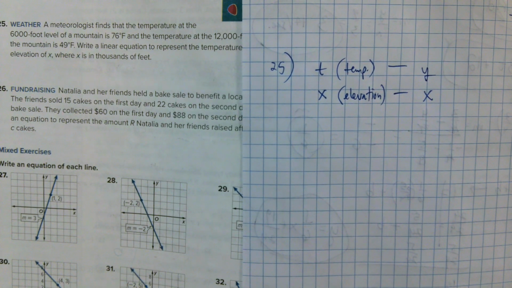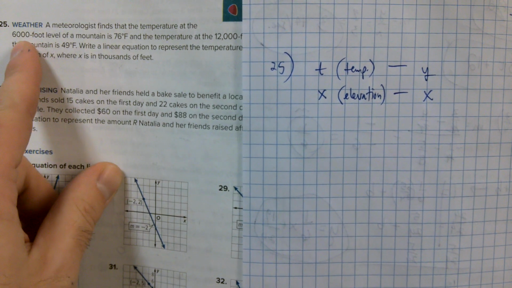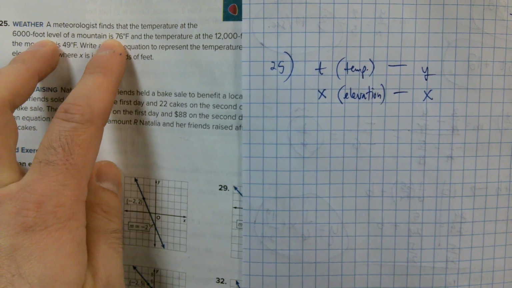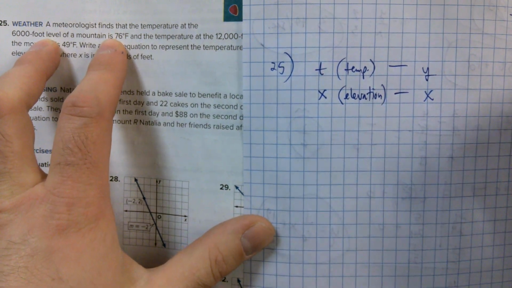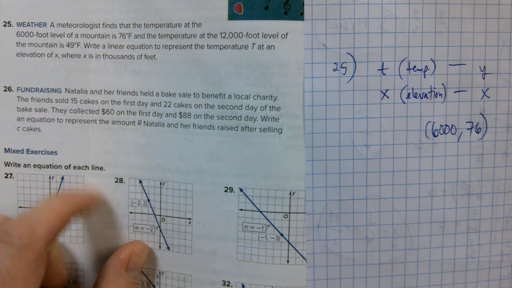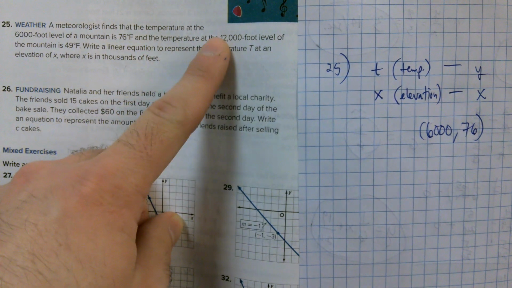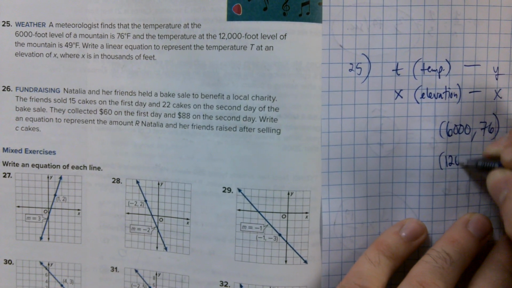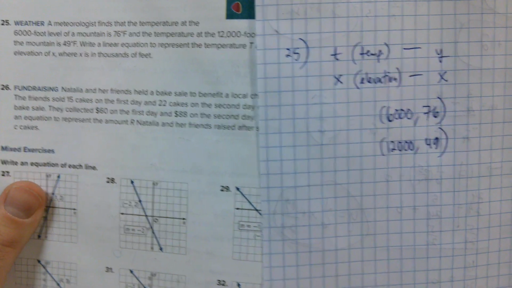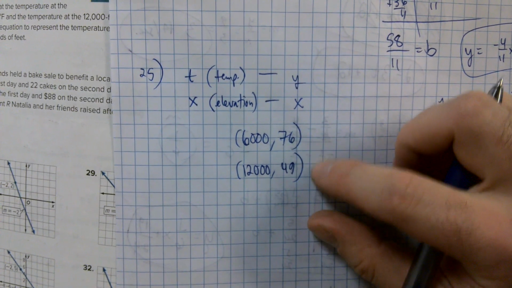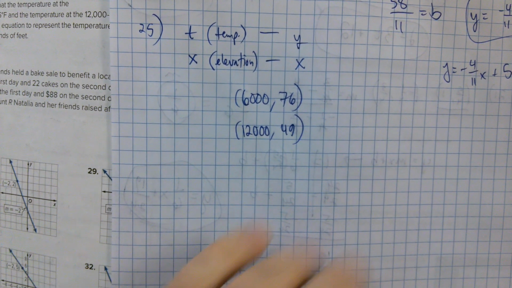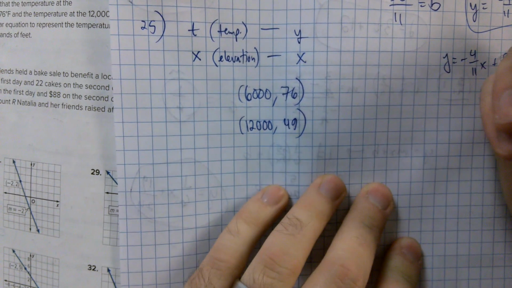The reason why it's important for us to understand this is because when I now take these two points, 6,000 and 76, if I was going to write that as a point, I need to make sure my elevation goes first. 6,000, comma, 76 degrees. My other point is 12,000, 49. As we see, the higher we get, the colder we get. Now that I have these two points, I can use the slope formula to find the slope, and then I can plug it in to find the b.